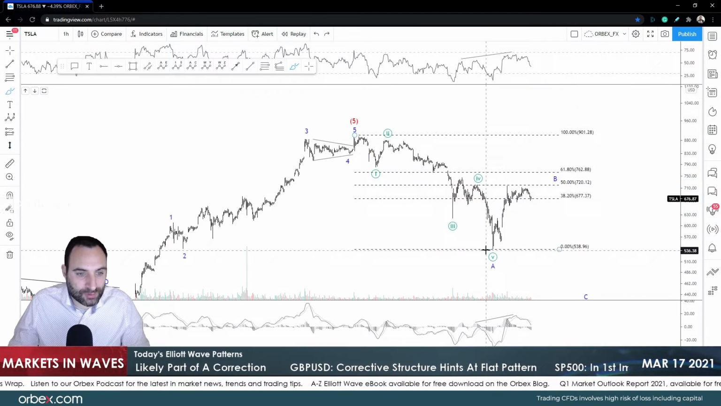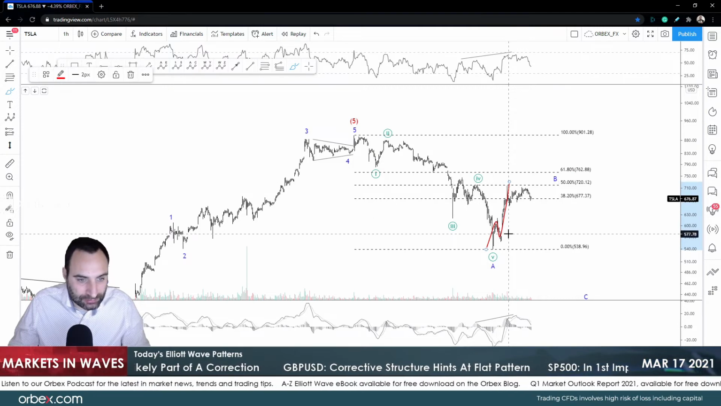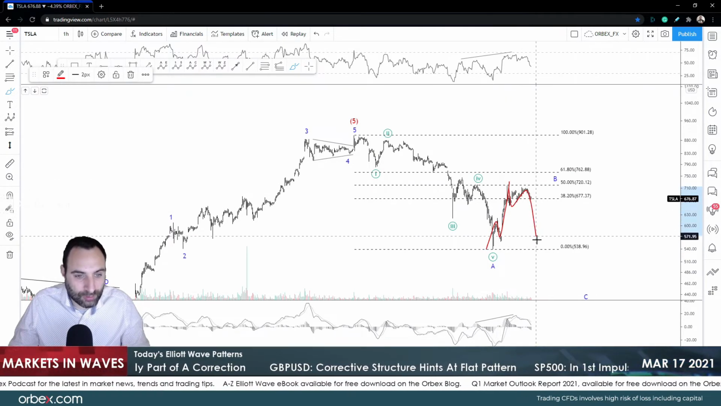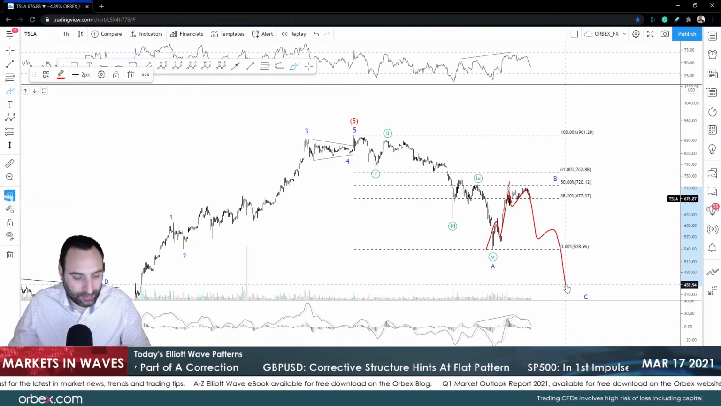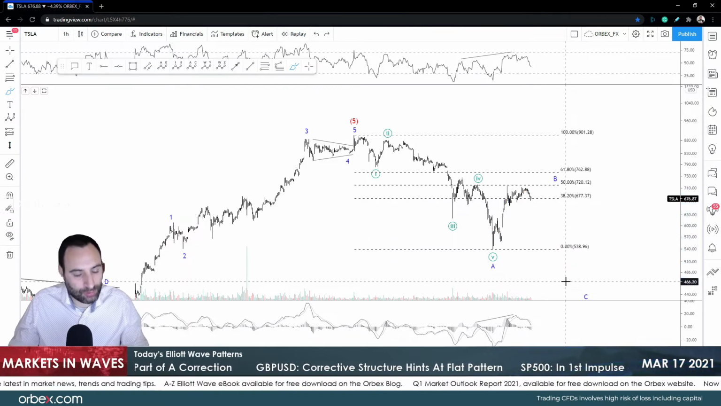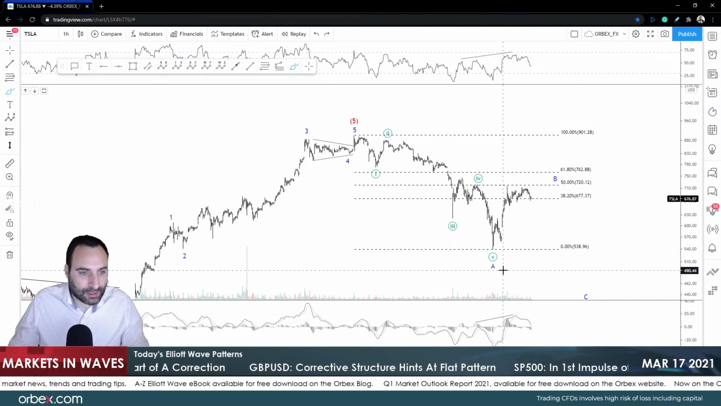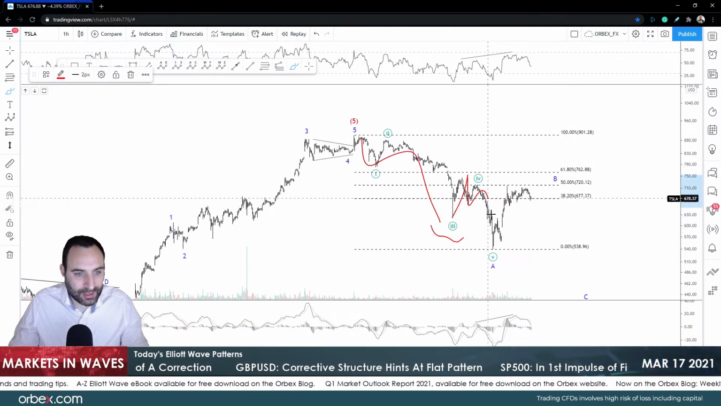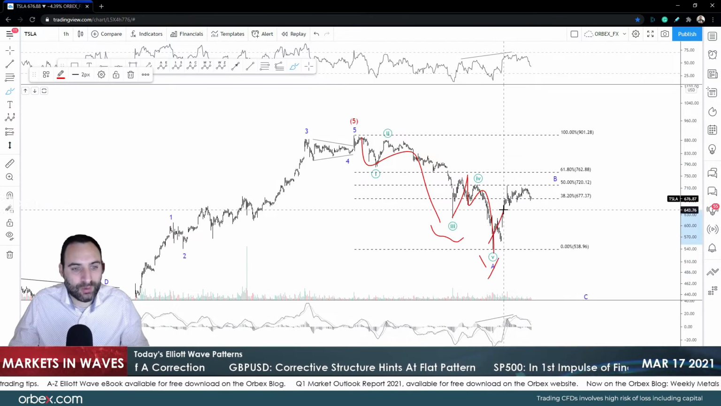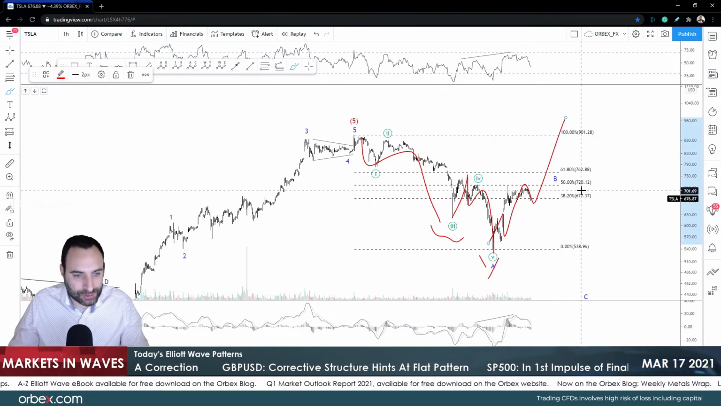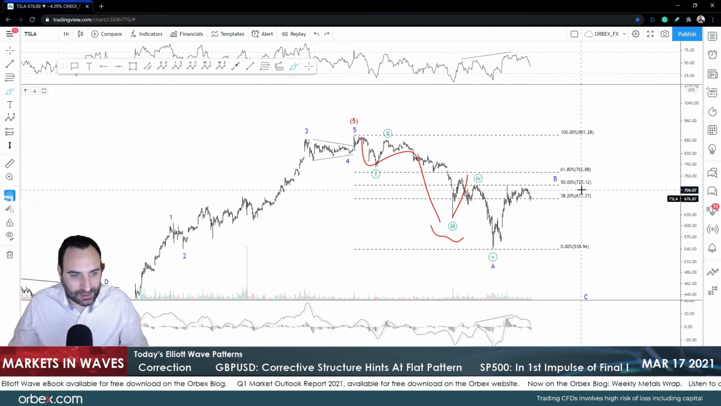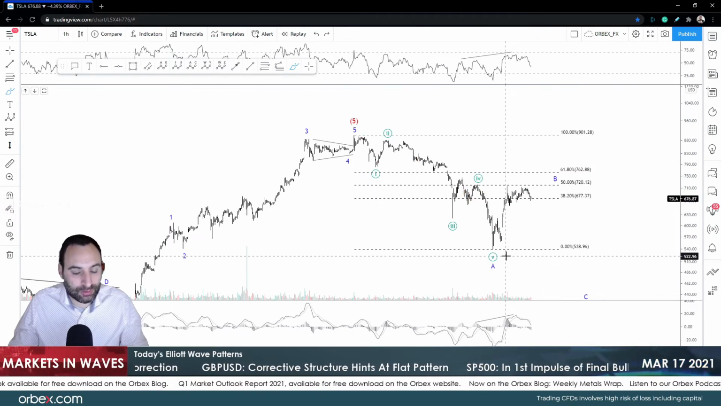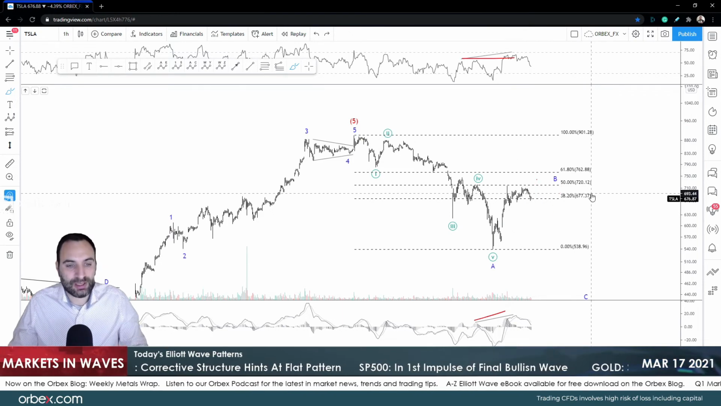The other scenario, of course, is that this is A, B, and C. We ended B up here, and this is 1 and 2, and we'll go 3, 4, and 5, which I doubt, but it's possible. Or the least likely scenario, at least in my opinion, A, B, C, W, X, A, B, C, Y, 1, 2, 3, 4, 5 will continue higher, which means that we ended the correction down here with a double 3.